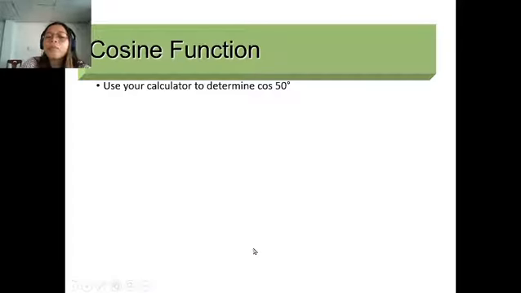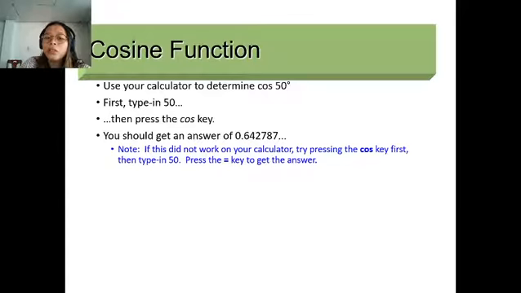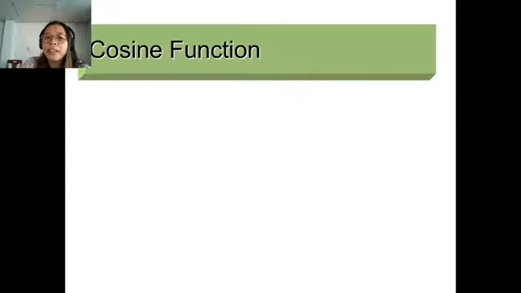Next, use your calculator to determine cosine 50. It is the same as for sine. You just have to press the cosine instead of the sine. Try to solve for this one. Take note that this will come out on your exam, so please make it easy for yourselves.